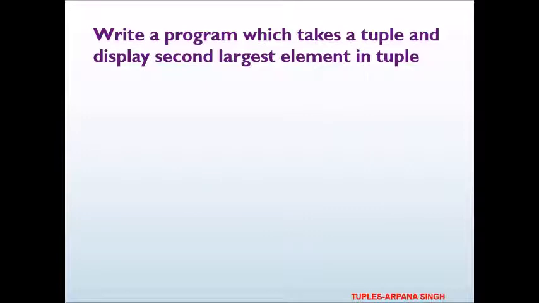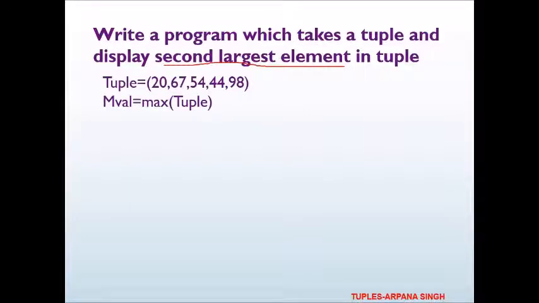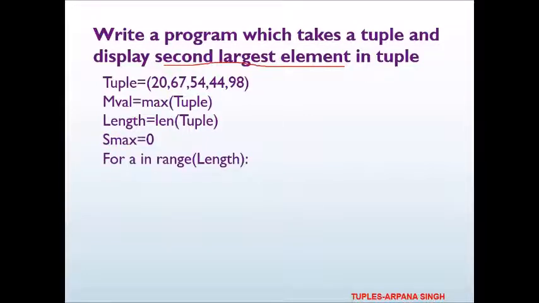Now if you want to find the second largest element in the tuple, again take a tuple. Find the maximum element as mval using the max function. Then find the length, how many elements are there in the tuple. This is the second maximum, so let it be 0. For a in range, this is how you can traverse the tuple from 0 to the last element. So the index of the last element will be the length minus 1, so you have to use length here.